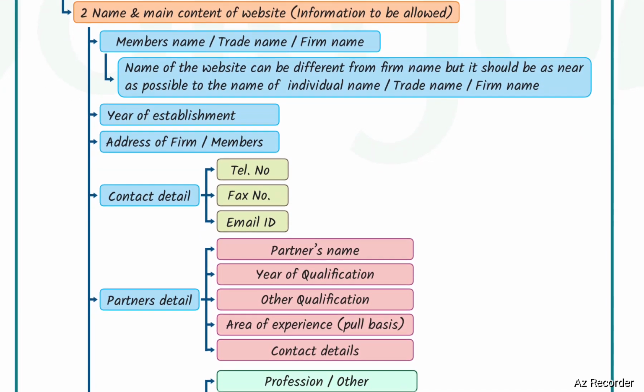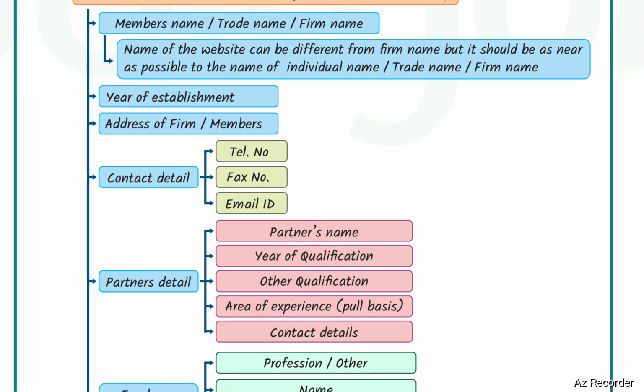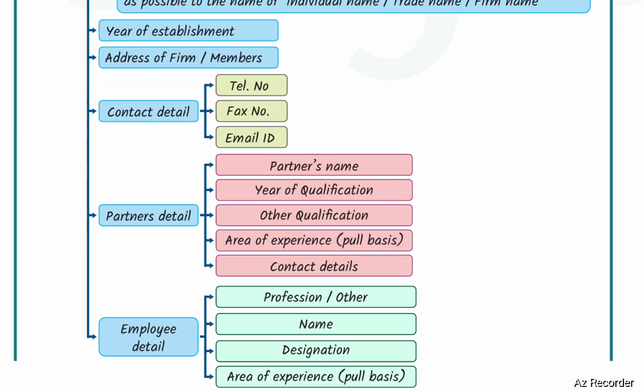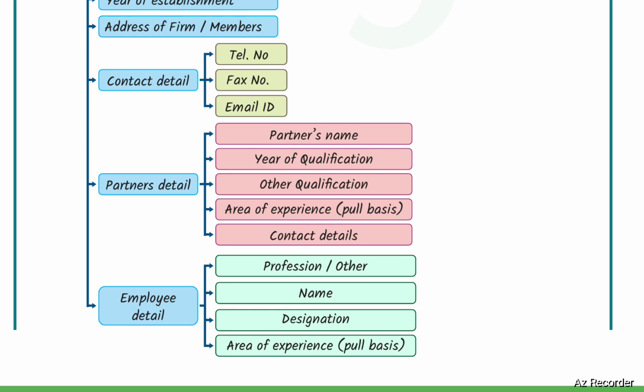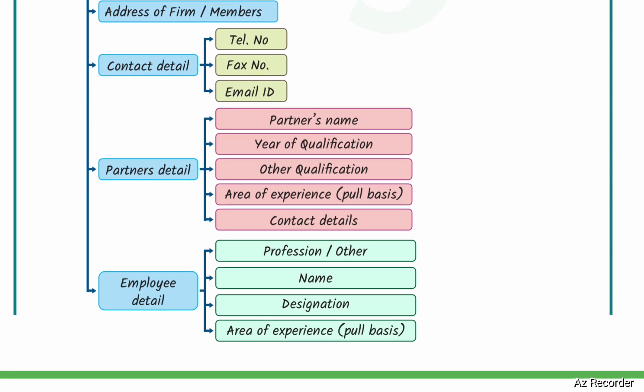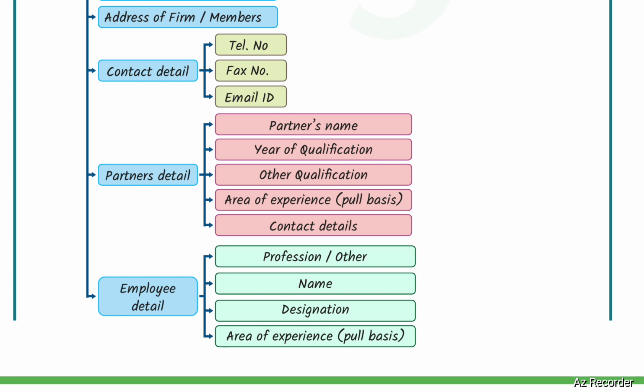Name and main content of website. Information to be allowed: member's name or trade name or firm name. The name of the website can be different from the firm name, but it should be as near as possible to the individual name or trade name or firm name. Year of establishment is allowed. Address of the firms or members is allowed. Contact details: telephone number, fax number, and email ID are allowed. Partners details: partners name, year of qualification, other qualifications, area of experience, on pull basis it is allowed. Employee details: name, designation, area of experience, on pull basis they are allowed.